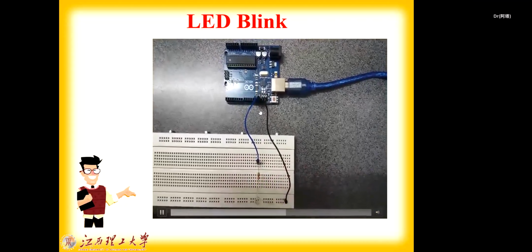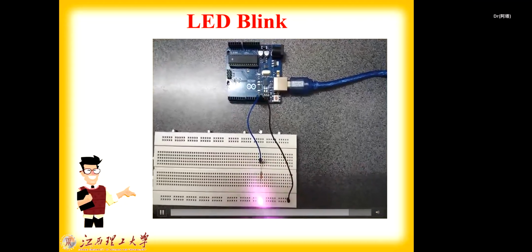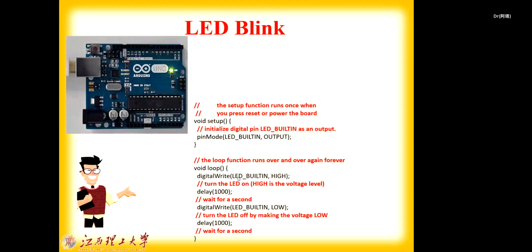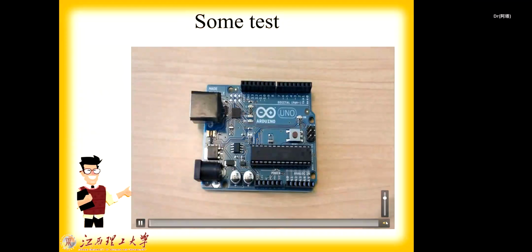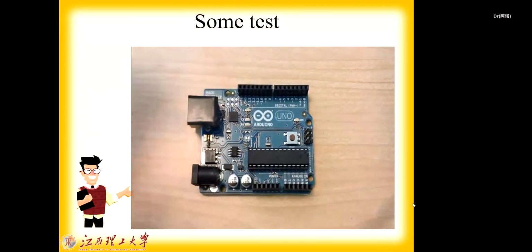To make your LED turn on and off, you just need one resistor and to use another pin. Suppose I use pin number 11 or 10, I don't remember. I just change this word, LED built-in, and put in the pin that I want. Let us see some more demos on Arduino Uno that we have done again.